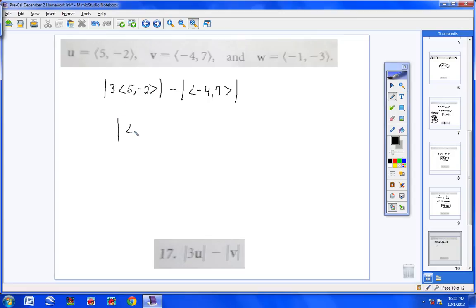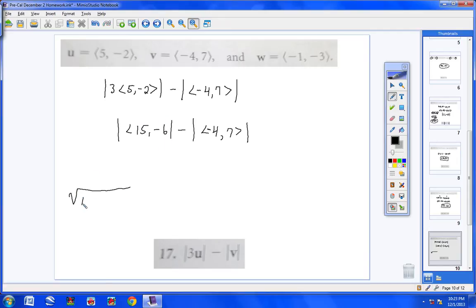Now, first of all, let's go ahead and take 3 times this vector. So over here I will have vector 15 comma negative 6 minus, and then the magnitude of this vector over here. So do you see what we're going to do here? We have to find the magnitude of this vector, and we're going to get out some number. And then we're going to find the magnitude of this vector, get out some number, and then we're going to bring down this subtraction sign and subtract the two magnitudes, okay? So let's find the magnitude of this first vector right here.